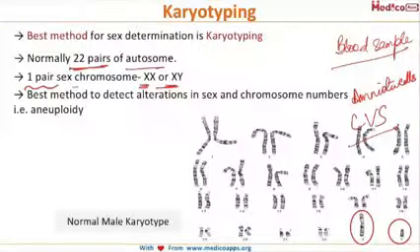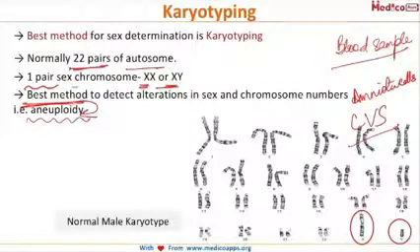Now this karyotyping is giving you the entire chromosomal pattern of any individual. So if there is any aberration in this chromosomal pattern, you can know that by karyotyping. So what is the aberration in the chromosomal pattern called? It is called aneuploidy. So karyotyping is also the best method to detect aneuploidy.